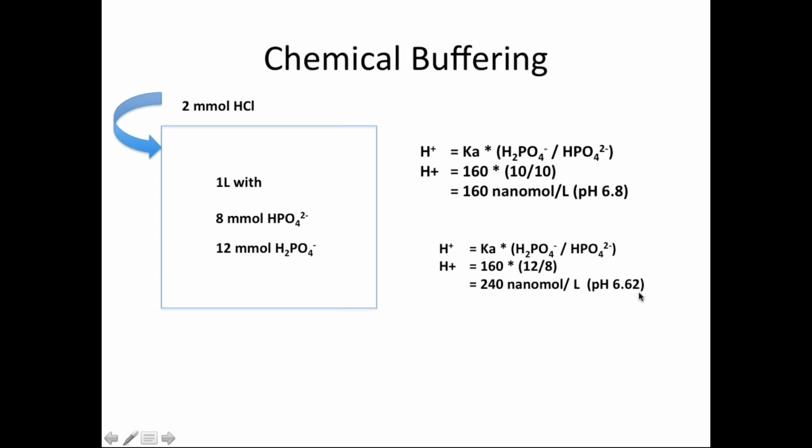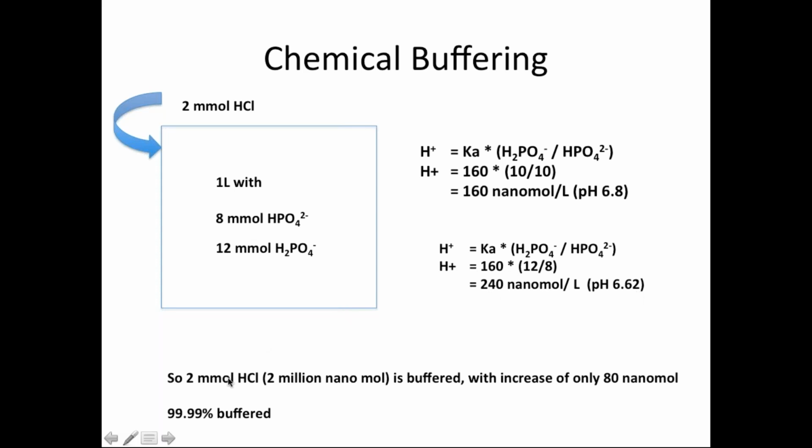So now if we look at, we added 2 millimoles of hydrogen chloride, which is 2 million nanomoles, and that has been buffered with an increase of H plus of only 80 nanomoles. So you started with 160 nanomoles and you are now at 240 nanomoles. And so the increase is only 80 nanomoles, whereas you had added 2 million nanomoles.